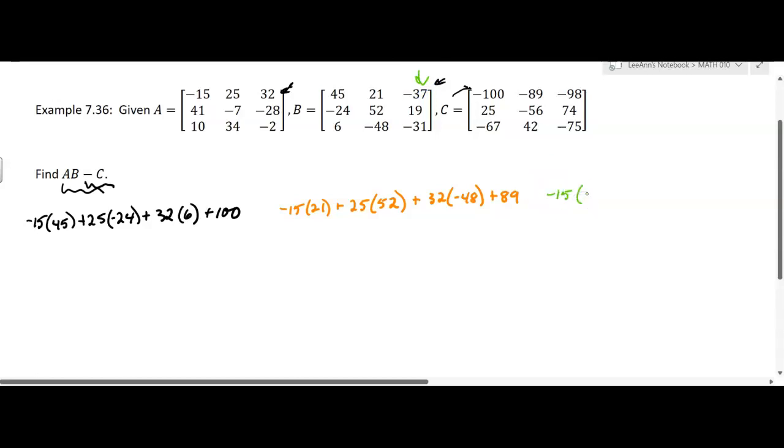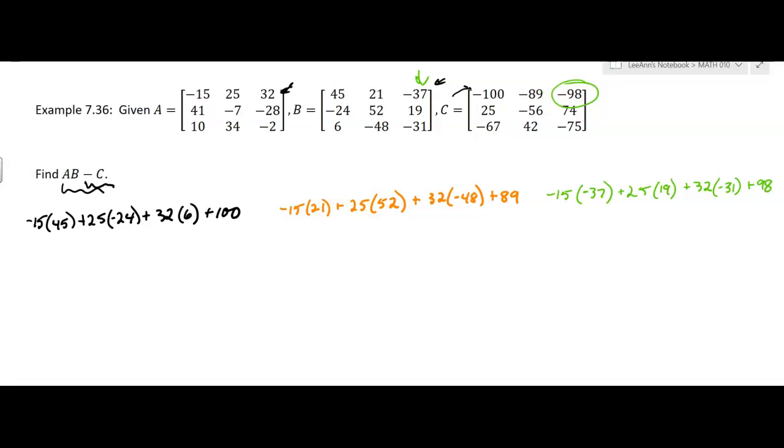Negative 15 times negative 37, hopefully that looks like a negative 20, plus 25 times 19, plus 32 times negative 31. Now we'll do plus 9 plus 98, and that 98 is coming from over here. Okay, so now we can do the first row. I'm going to write these all out, and then I'm going to stop the video to give you a chance to put everything in your calculator, and for me to put them on my calculator. I'm not going to do all this multiplication by hand.